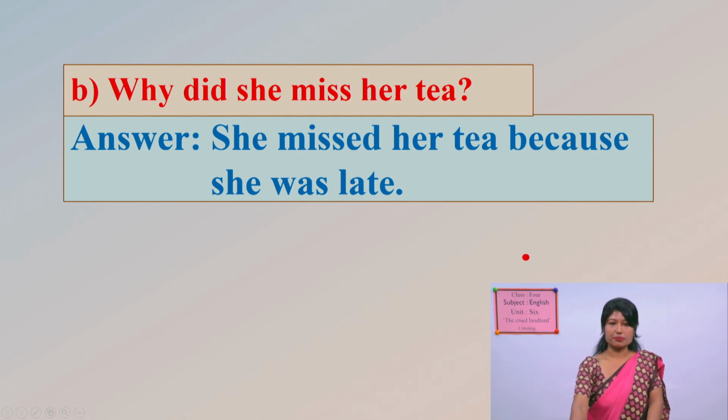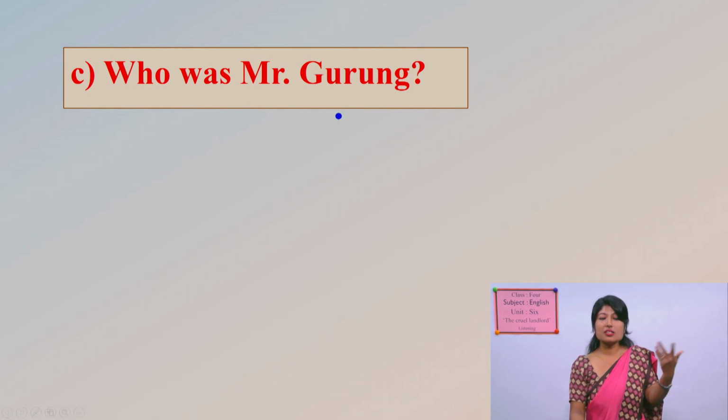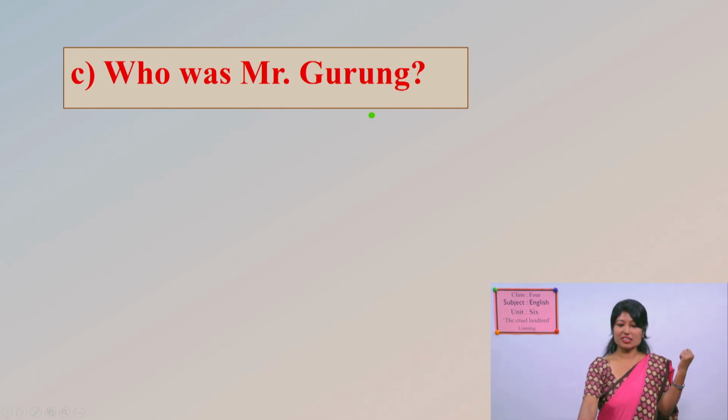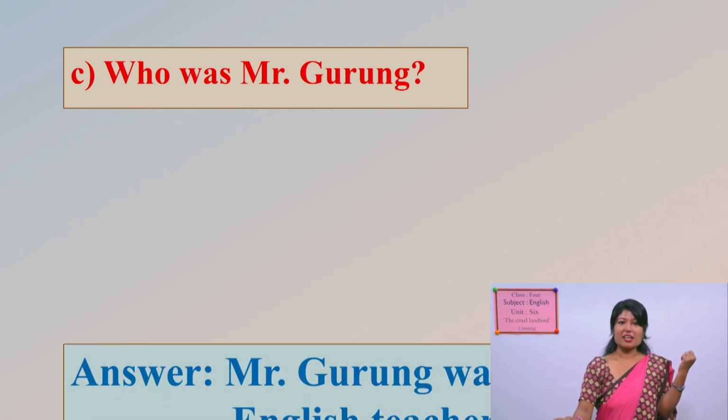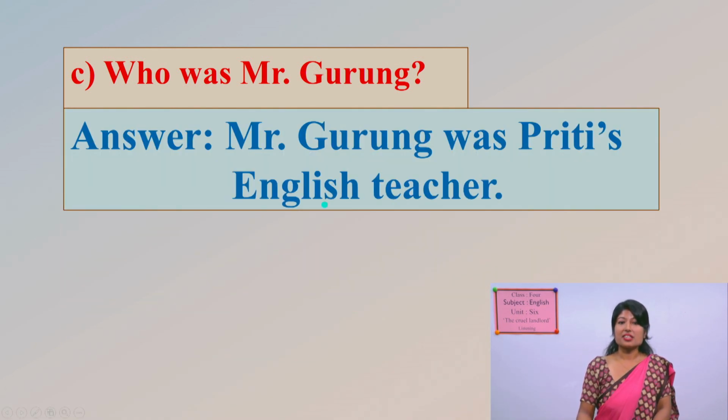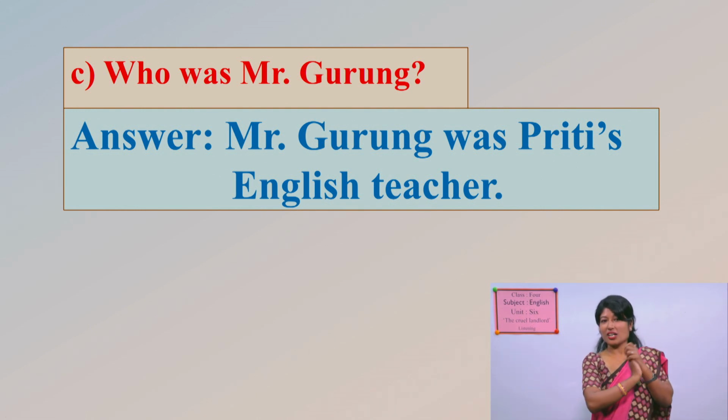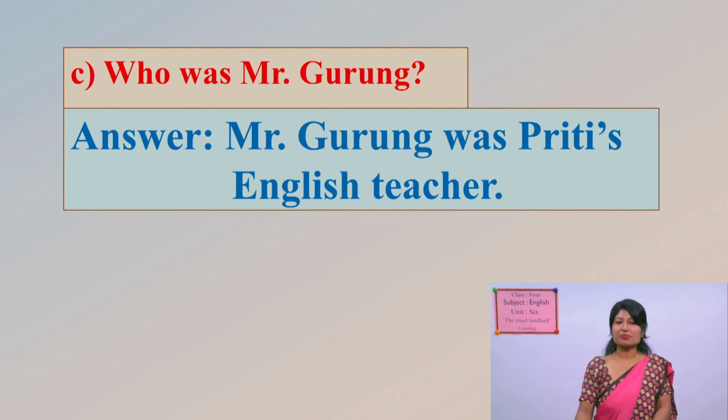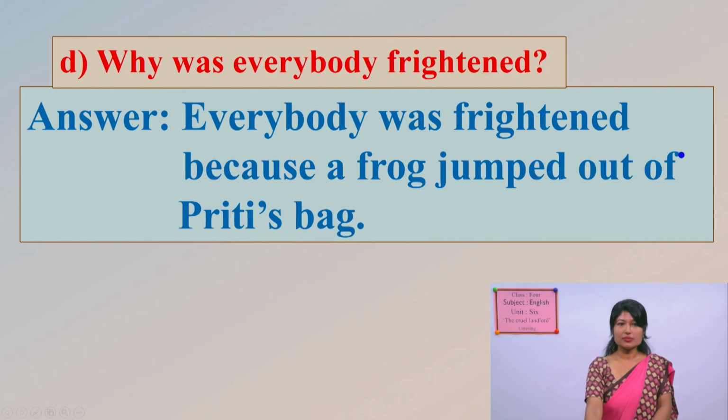Number C. Who was Mr. Gurung? Have you found? Yes. Mr. Gurung was Preeti's English teacher. Let me clap for those who wrote the right answer. Next question. Why was everybody frightened? Everybody was frightened because a frog jumped out of Preeti's bag. Okay. So next question.